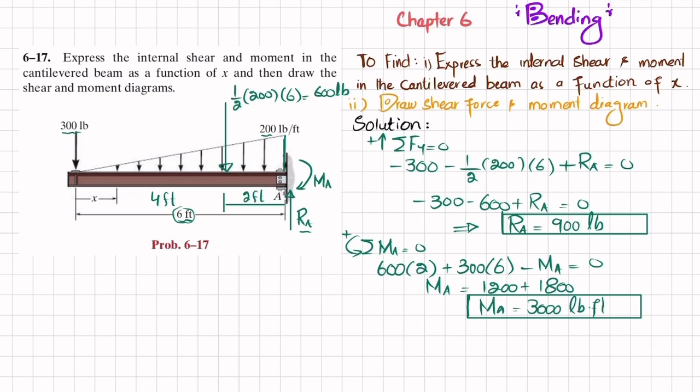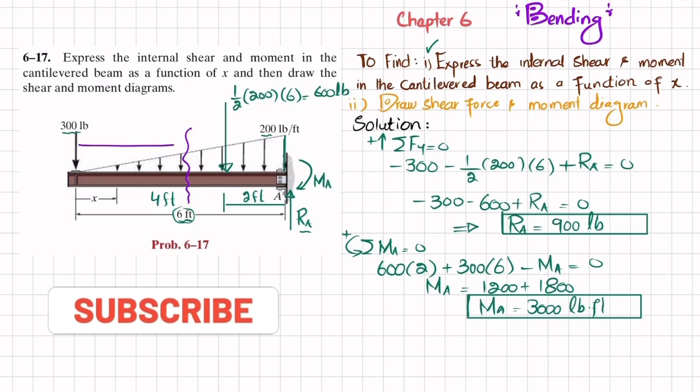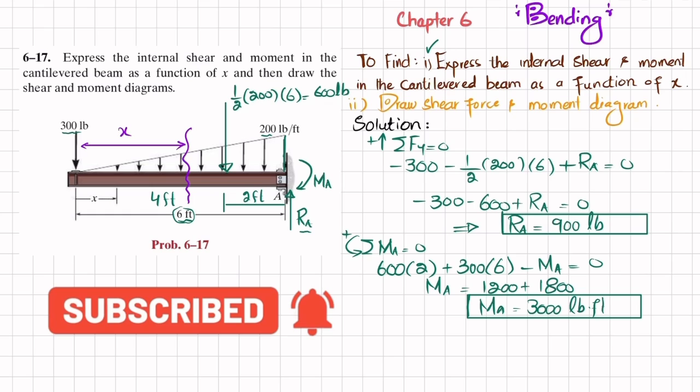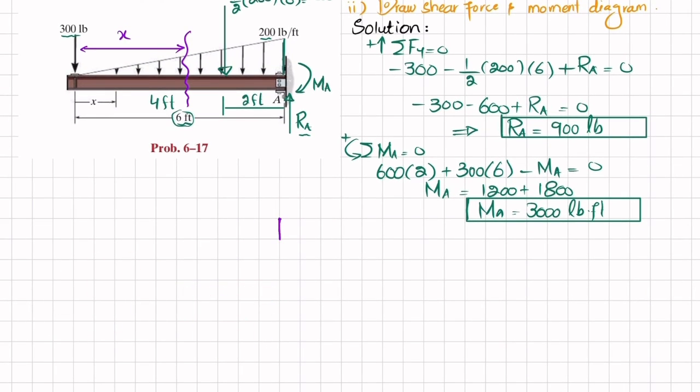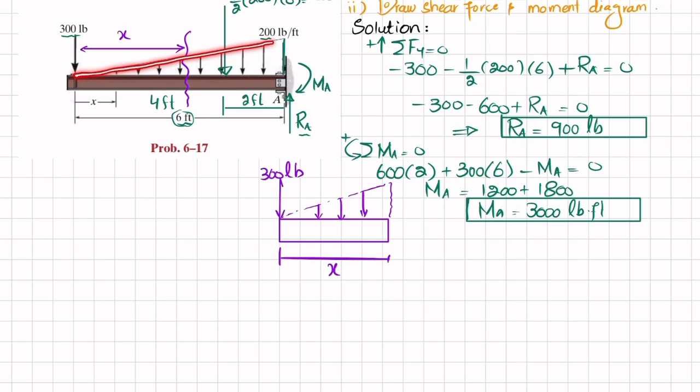So we will go to solve the first part, that is, express the internal shear and moment as a function of x. We will cut the beam at any distance of x. x will be this distance, and we will draw the free body diagram. So if I draw it over here, this is the distance x. At this point, we have a load of 300 pound. Clear? And there is a triangular load like this. Now you can see the load over here is 0, and here it is 200 over a length of 6 feet. So what will be the load at this point?